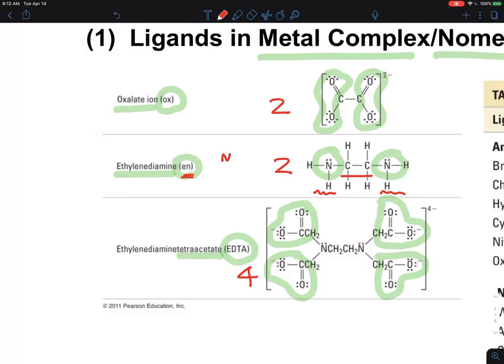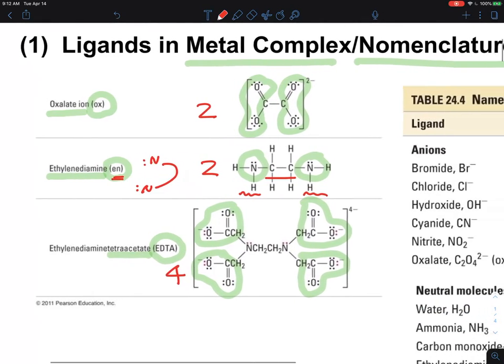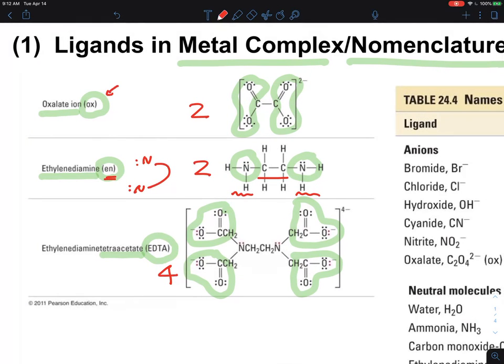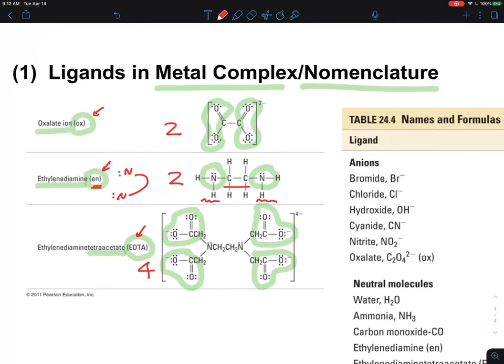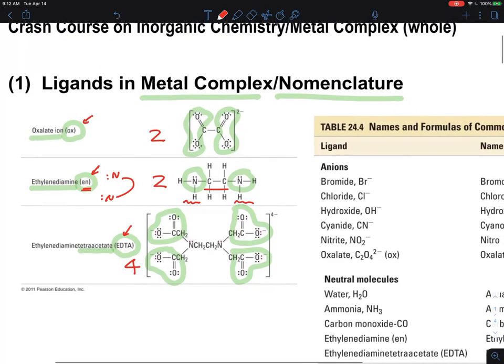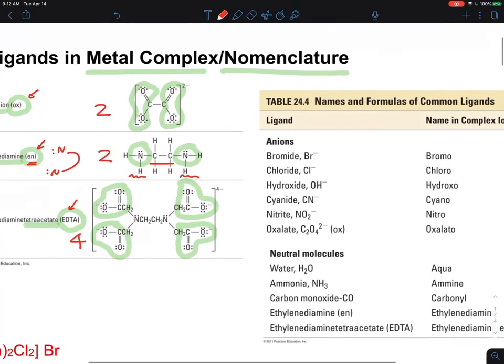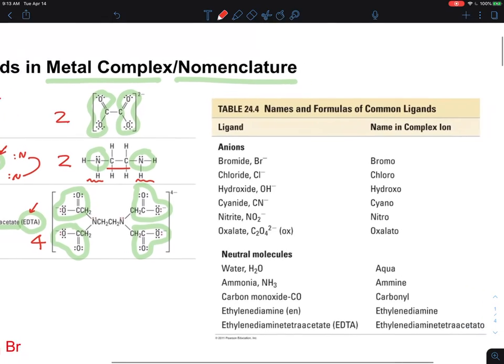So sometimes people just draw it this way, right? And those two lone pairs I'm highlighting are the ones that are clinging to it. So, the oxalate ion, the diamine and the EDTA ions are quite commonly forming multidentate, multi-coordination complexes, and these are the common ligands.